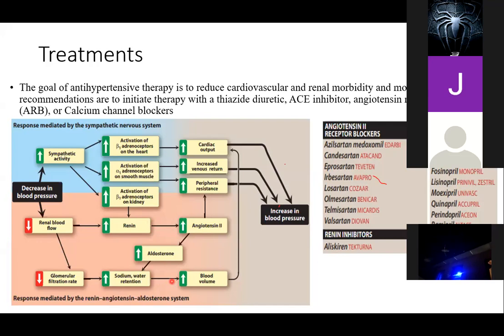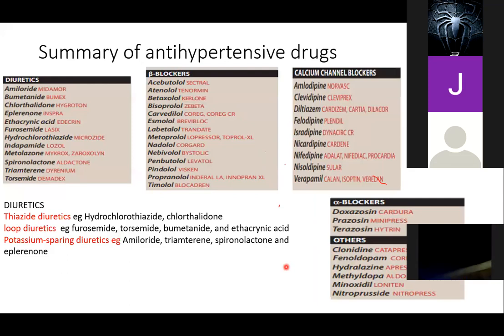Please, if you don't understand anything, just let me know. Yes. So this is just a summary of these drugs.